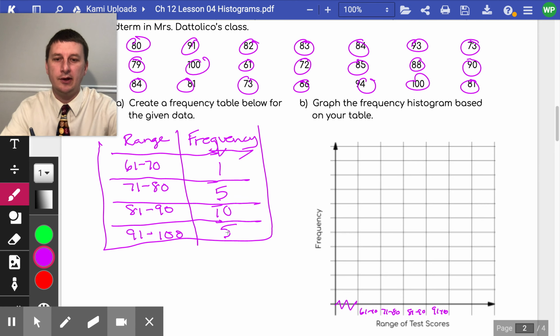That's good. I could also count up how many values are in my table. So I have 21 values. 1 plus 5 is 6. 6 plus 10 is 16. 16 plus 5 gives me 21 total values. And we counted in the beginning and saw that there was 21. So I know I used all of my values.